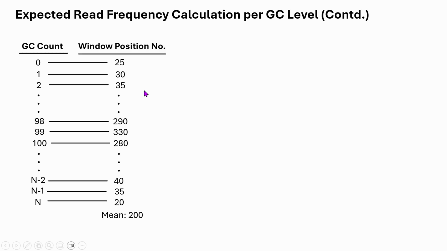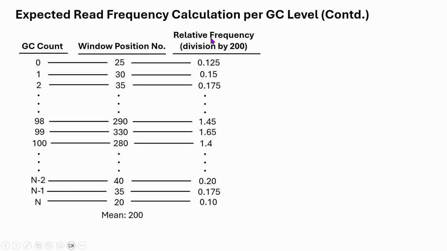So we have done the counting, and by counting, we can fill in a very nice table. This is what the table looks like. We have the different GC counts from 0 to n, and we have the window position number. So 25 window positions with GC count 0, 330 window positions with GC count 99, and so forth. We can take the mean of these window position counts, and maybe that mean is 200. We are not going to work with these raw counts. Rather, we are going to calculate the relative frequency by dividing by the mean 200, and we are going to get these numbers.